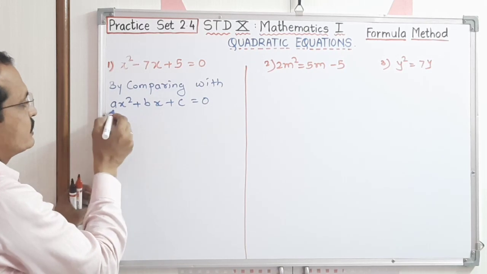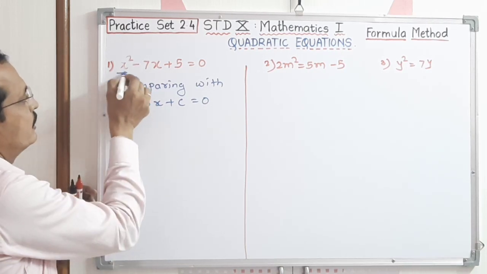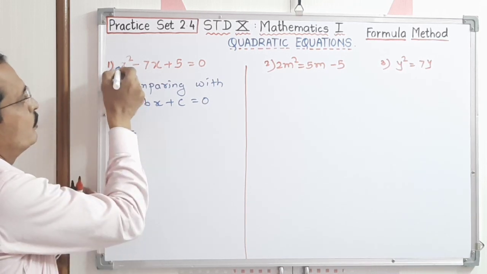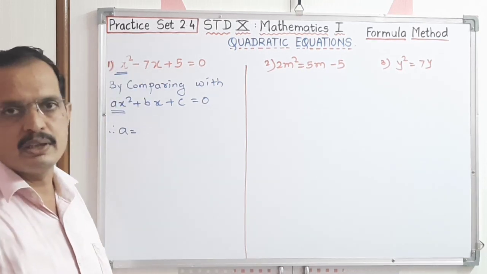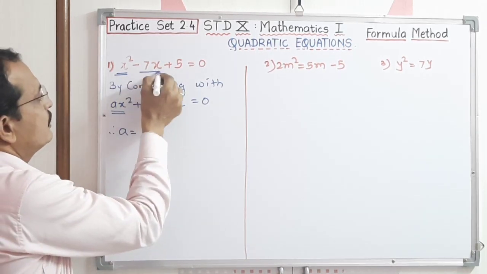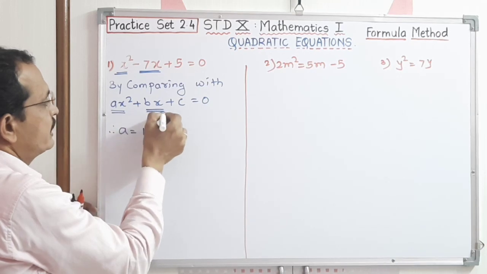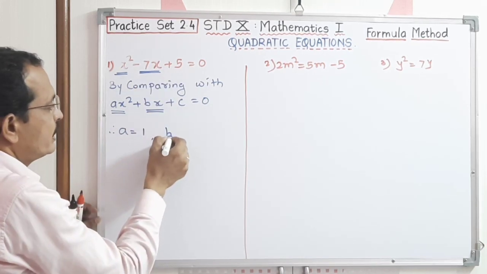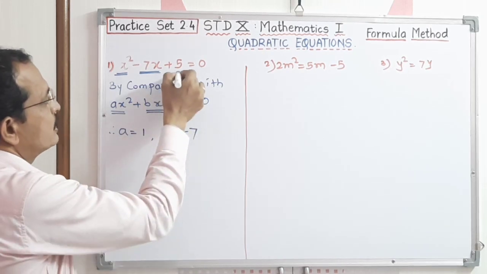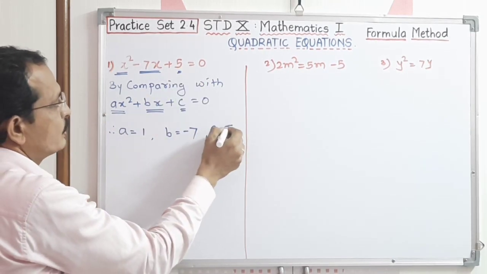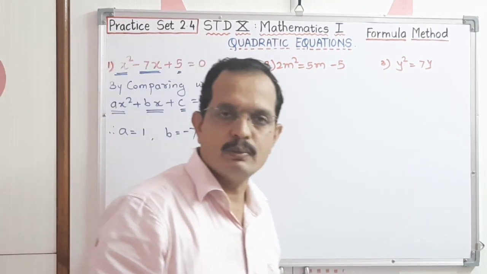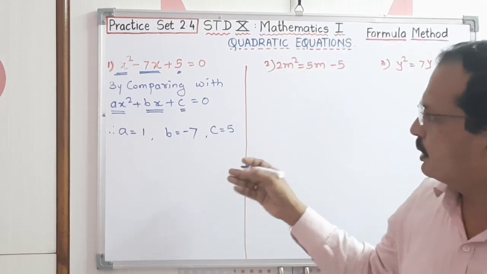Now compare this equation, this ax square with x square. We can write here, therefore a is equal to, what is the coefficient of the quadratic term? It is 1. Therefore the value of a is equal to 1. Second, minus 7x, here it is bx. Then compare this, and we get b is equal to minus 7. And compare this constant term with c, then c is equal to 5. Very easy it is. In the exam, a 1 mark question will be like this.